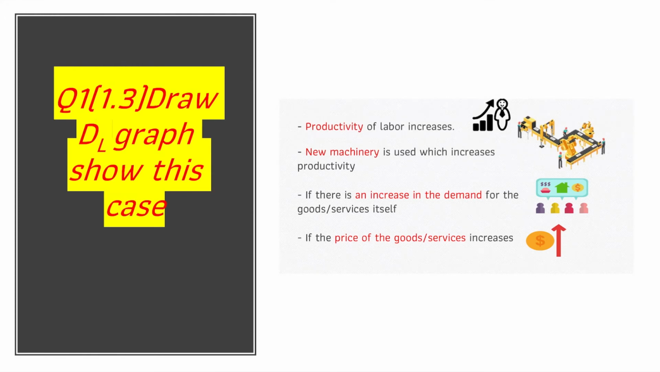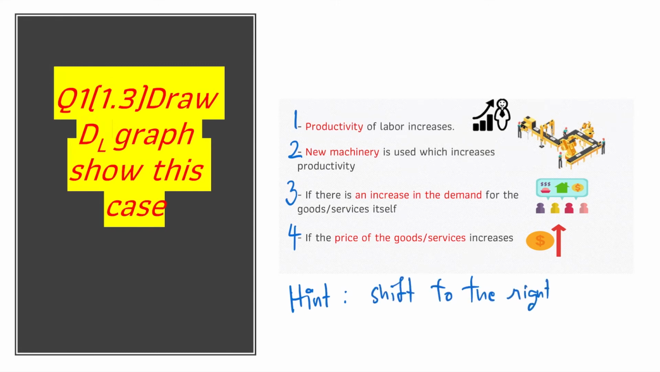So this is quiz number 1.3. All of you should draw your graph to illustrate these situations, 1, 2, 3, and 4. The hint is shift to the right or left. Okay, this is a hint.